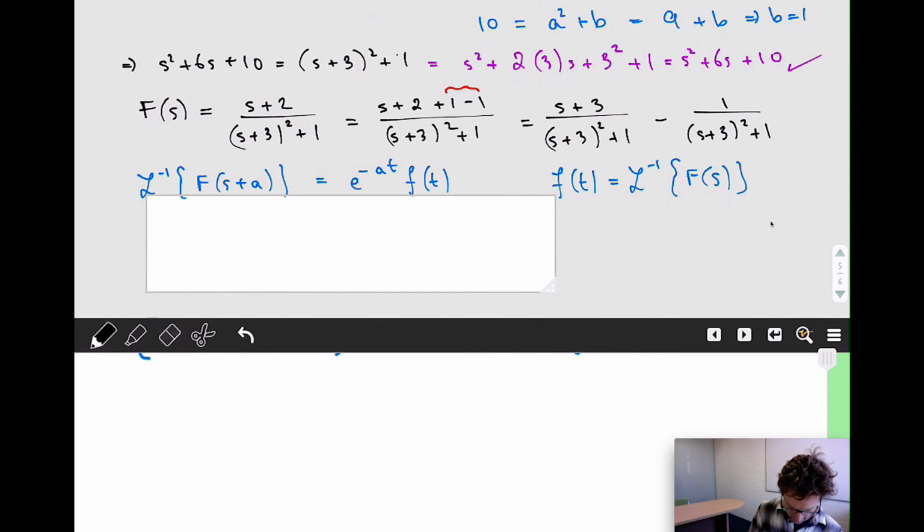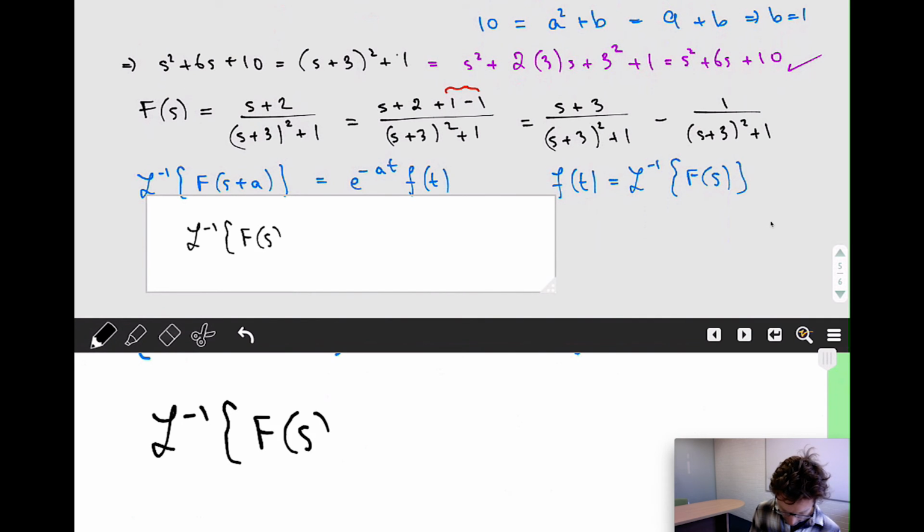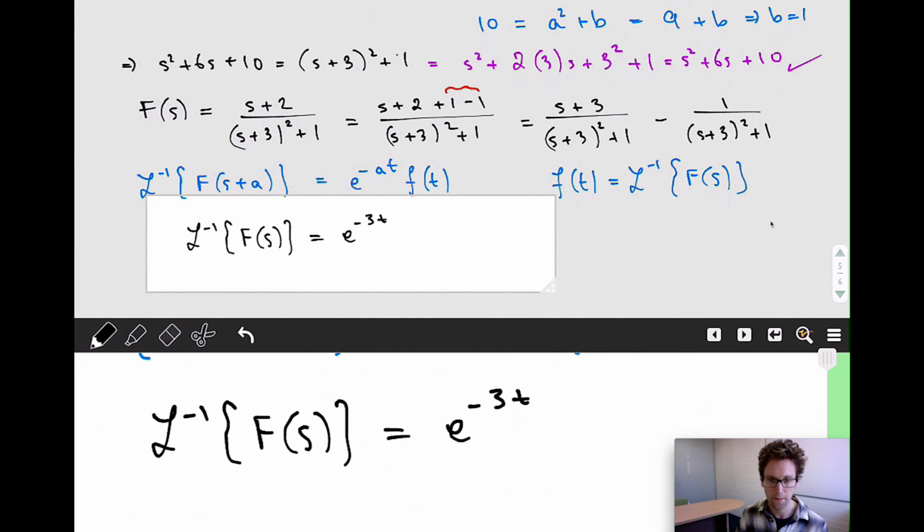So let's write it like this: the inverse Laplace transform of f of s, again using the first shifting theorem, is e to the minus 3t times the inverse Laplace transform of the unshifted version of this, s over s squared plus 1. Well, that's simply cosine of t.